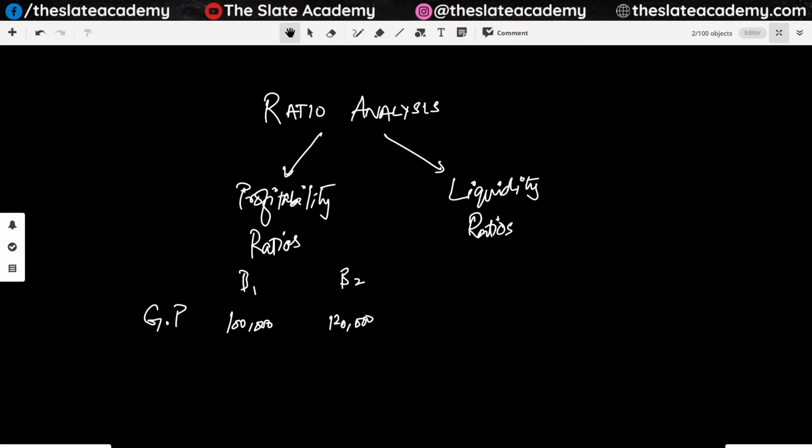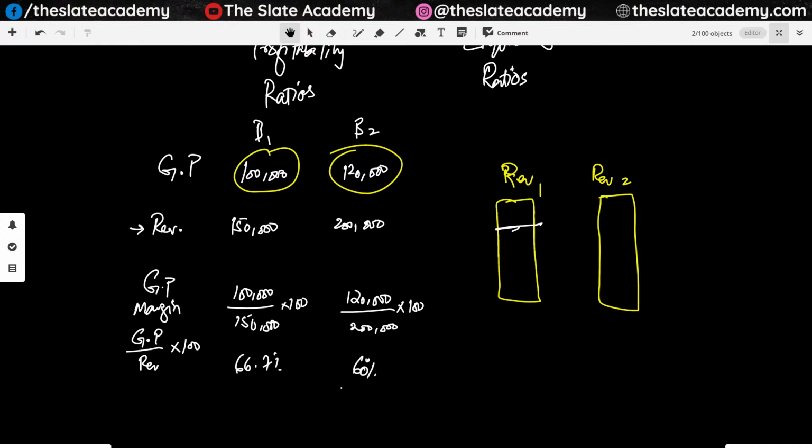Let's think of it in the example of bars. If these two bars are the revenues for both businesses, this is the revenue of business 1 and this is the revenue of business 2. Out of this bar, business 1, even though its gross profit is less, a large chunk of this revenue is profit. As for the second business, its bar might be bigger, but a smaller chunk of the whole bar is their gross profit.